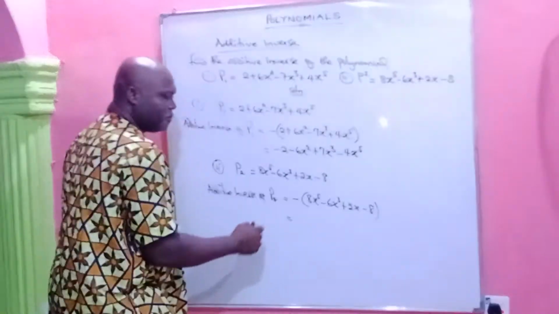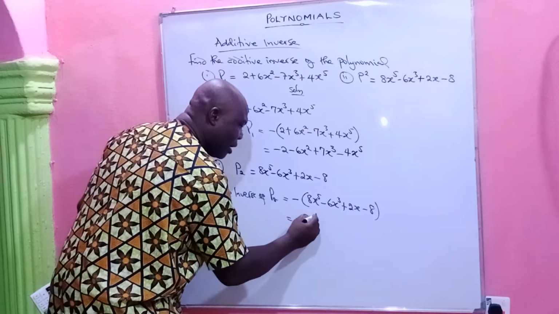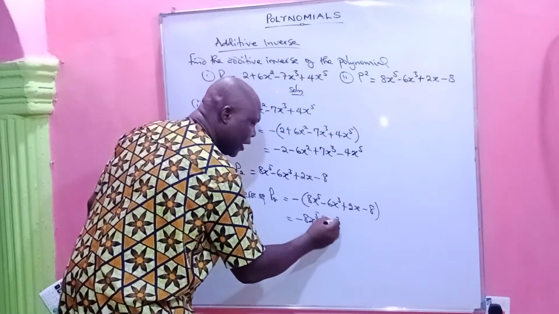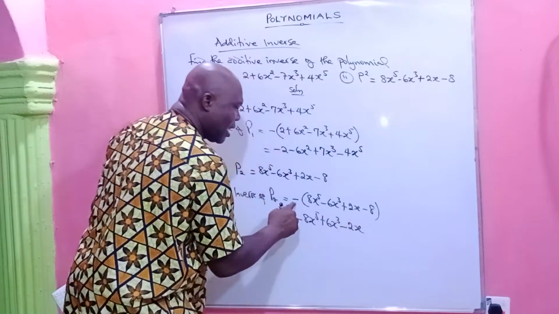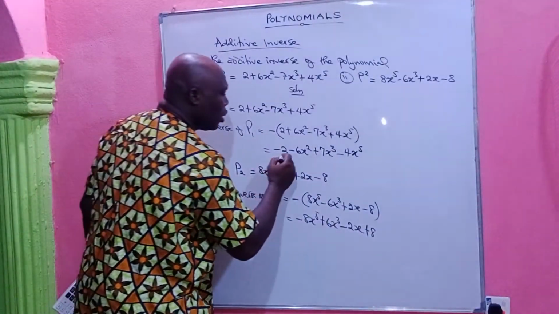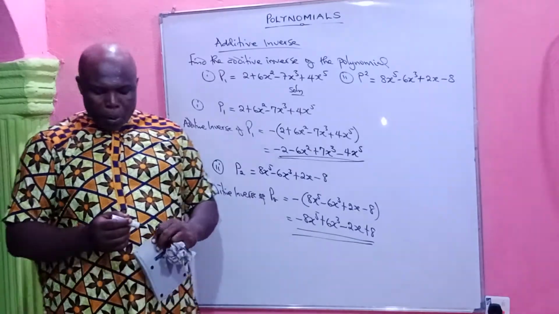So for the additive inverse, the minus affects this to be minus 8x raised to the power 5. Minus affects this to be positive 6x raised to the power 3. Minus affects positive to be negative 2x. And then minus affects this minus to be positive 8. So what we have just done is what we call the additive inverse of the polynomial.